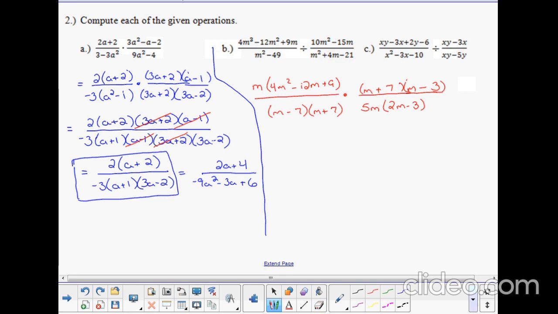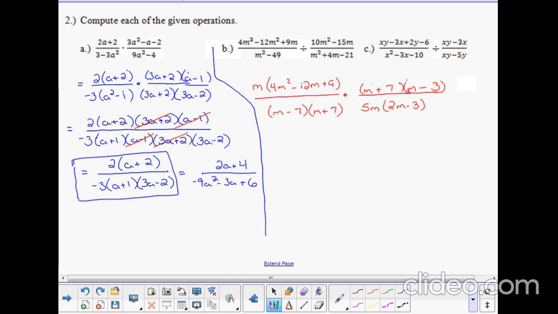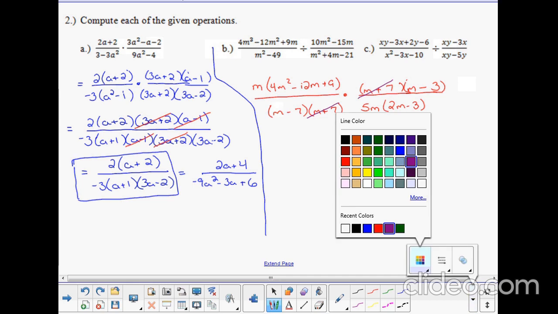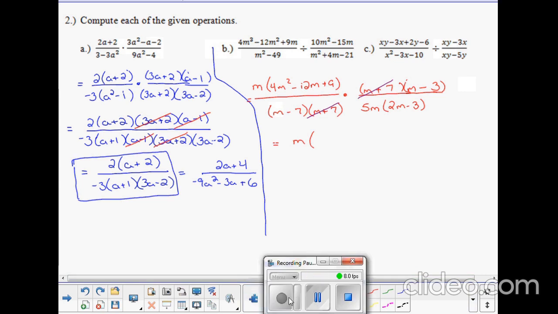I can factor just a little bit further, but before I do that, I'm going to cancel or divide out some terms. So I see this m plus 7 is the same. I'm going to divide out that m plus 7 at this point, because I have one in the numerator and one in the denominator. Now I'm going to rewrite this expression. The numerator, I'm going to simplify again. So I have 4m squared minus 12m plus 9.